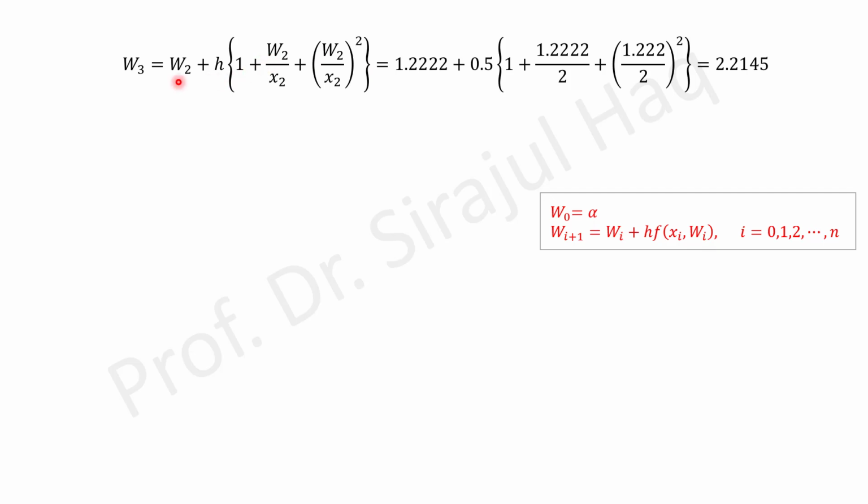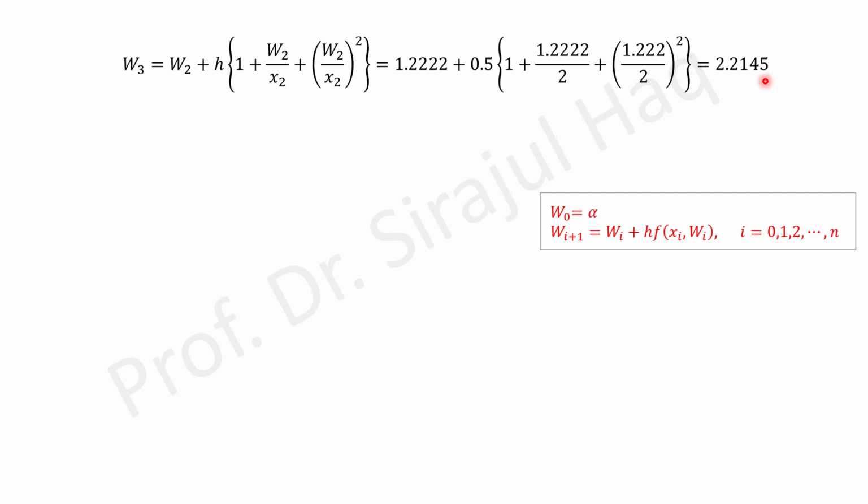You computed the value of W2, which was 1.22. The value of h is 0.5. W2 is 1.222 divided by x2. x2 was 2. And similarly, W2 divided by x2. And when you do this calculation, this will give you the solution of your differential equation when x is equal to 2.5.